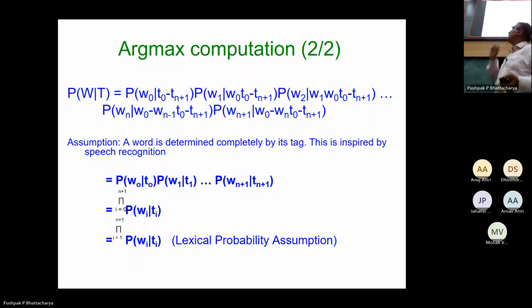No assumption also. Now we apply an assumption. The assumption is this, and this is where linguists have a lot of problems. They find this assumption extremely non-intuitive. So the assumption is that this whole exact expression is approximated as the probability of W0 given T0. The assumption is that a word is determined completely by its tag. This is inspired by speech recognition. So the word is completely determined by the tag. What does this sentence mean? Not understandable by common sense. What do you mean by a word determined by a tag?